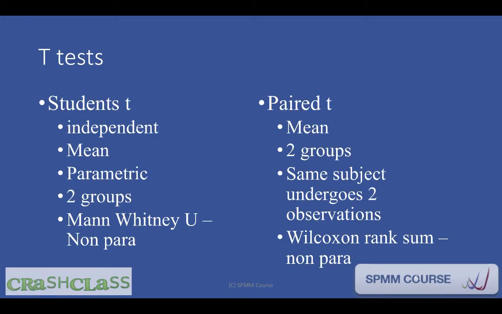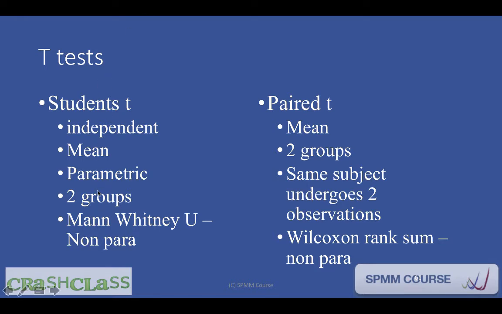So let's see what are the different tests that we have. T-tests. Student's T-test is the first test. When do you apply Student's T-test? If you're comparing two groups, and if you have a parametric observation, which is normally distributed, and if you're comparing mean values between 2 groups, and if you have independent observation. So in the example where I compare males and females, the age distribution of males and age distribution of females, that's a Student's T-test.